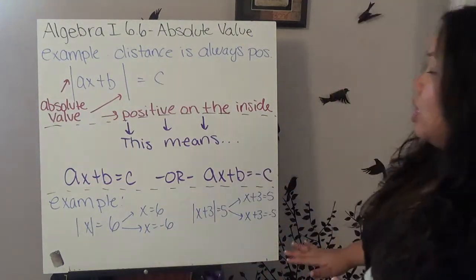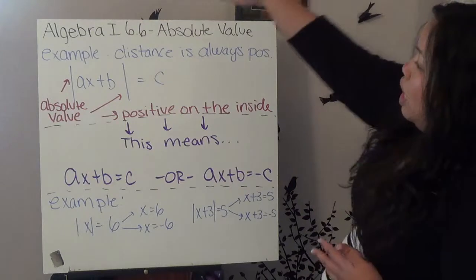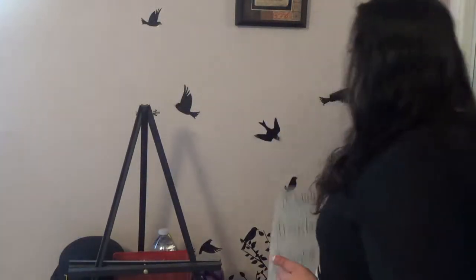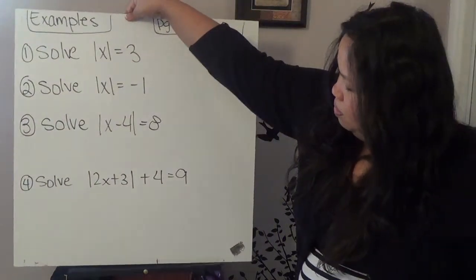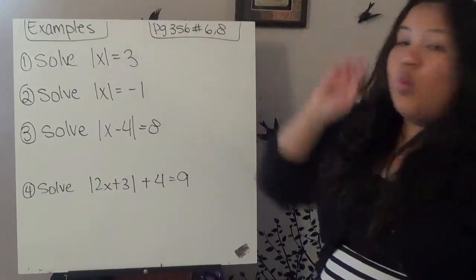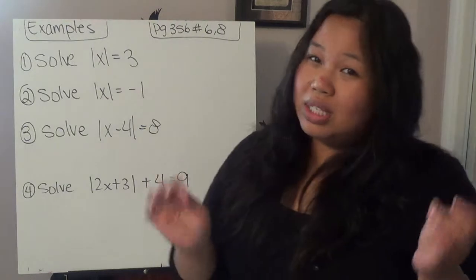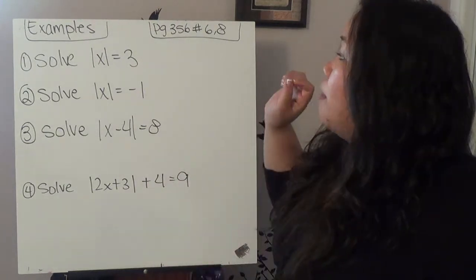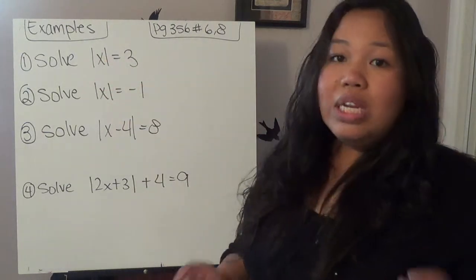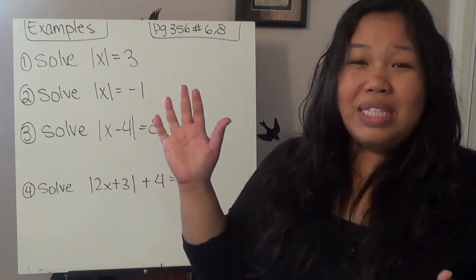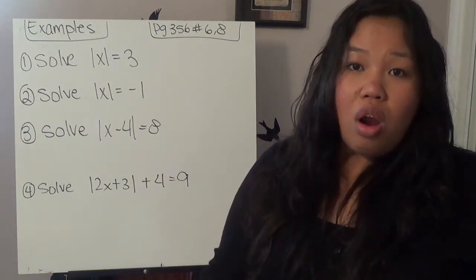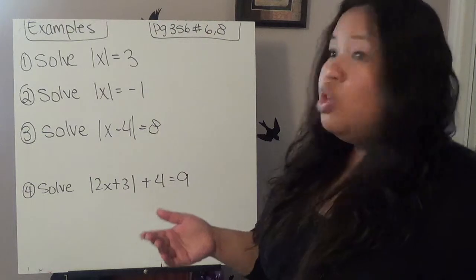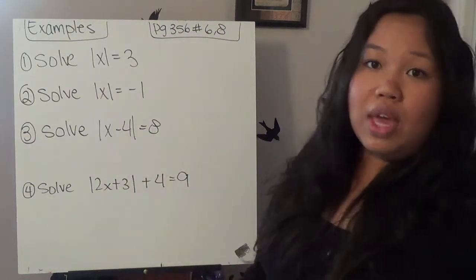If this is a little confusing, I have some example problems, so go ahead and write this down and I will do some examples. One more time, and this is very important because it happens commonly: the absolute value needs to be taken out before you're able to solve it. You cannot solve an equation with an absolute value there.